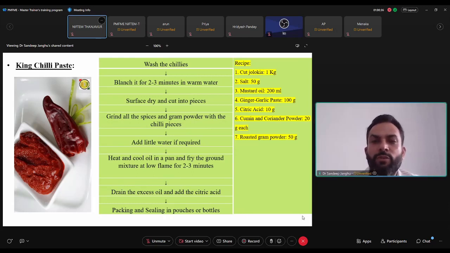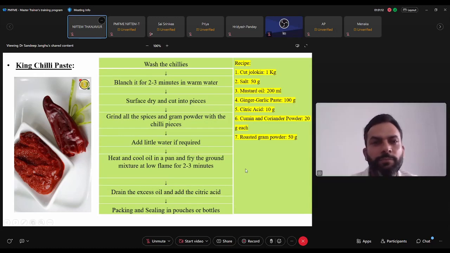During paste preparation, we add gram powder to the chili pieces, and we can add a little water if required. Then in a pan, we heat oil and fry this paste for 2 to 3 minutes at a low flame, and then drain out excess oil if there is any. We add citric acid and then pack and seal into pouches or bottles, whichever way you want to sell it.